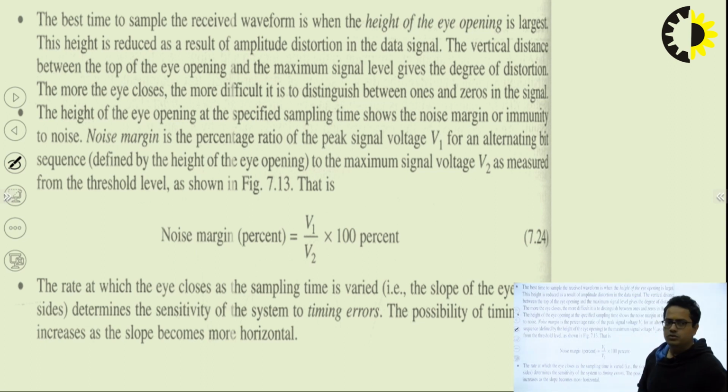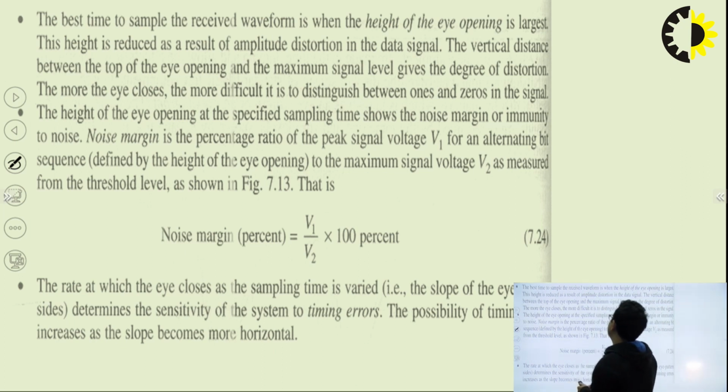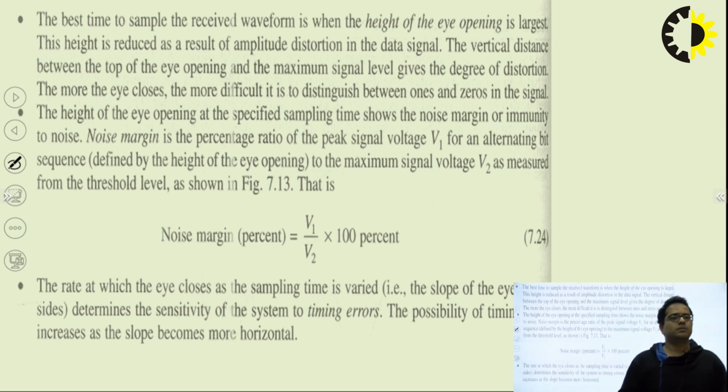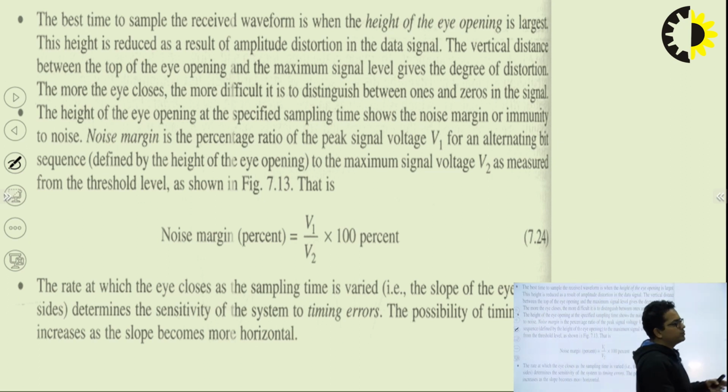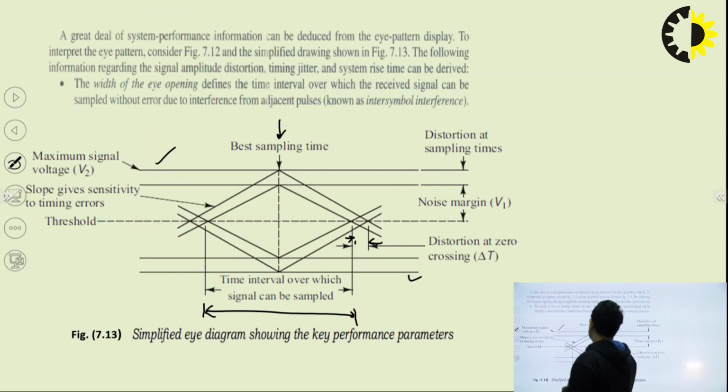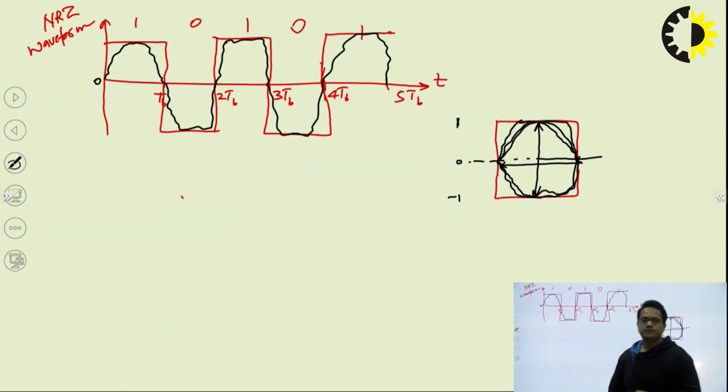Right? So the height of the eye opening at a specified sampling time shows the noise margin, or the immunity to noise. What is the noise margin? The noise margin is the percentage ratio of the peak signal voltage V1 for an alternate bit sequence, defined by the height of the eye opening, to the maximum signal voltage V2, which is measured from the threshold level. What was the threshold level? The level that we consider at the center of the eye, like this one. This is the threshold level.